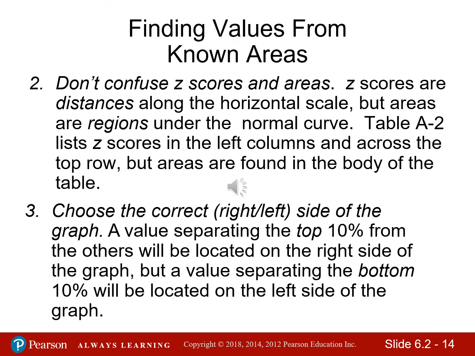A value separating the top 10% from the others will be located at the right side of the graph, but a value separating the bottom 10% will be located on the left side of the graph.